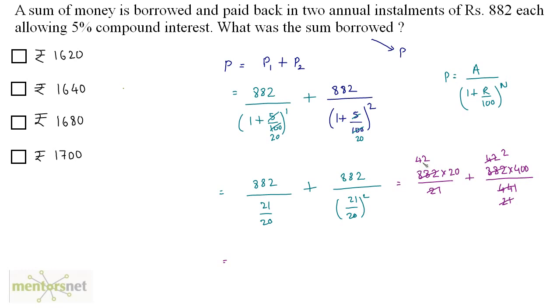So I have 42 times 20, that's 840, plus 2 times 400, that's 800, and that is equal to 1640. So option B is the correct answer, and that's the sum borrowed, 1640.